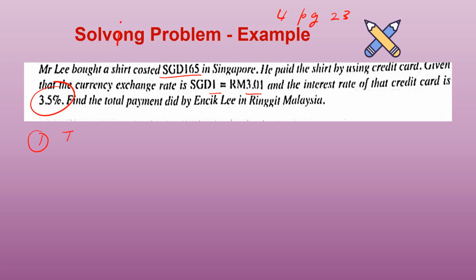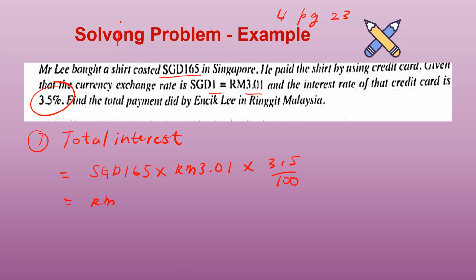Okay, first you must find the total interest. It's given that the interest rate is 3.5%, right? Okay, so you convert the Singapore dollar 165 to Malaysian ringgit first. Malaysian ringgit is $1 equals to 3.101, right? So you times with the rate first, and then you times with 3.5%. Okay, so you will get the total interest as 17.38 cent.